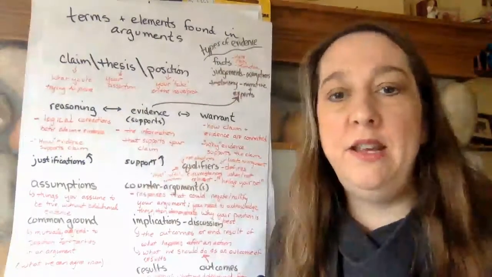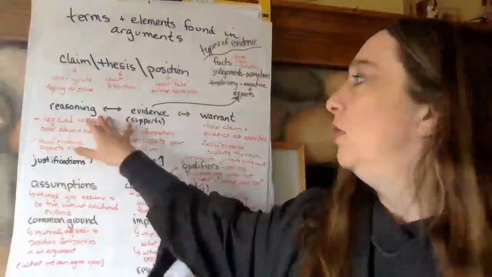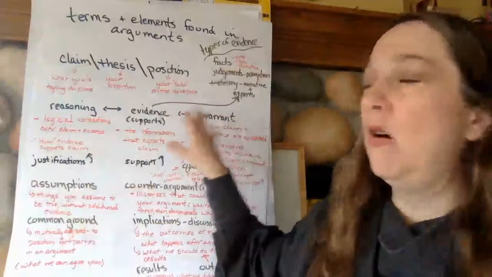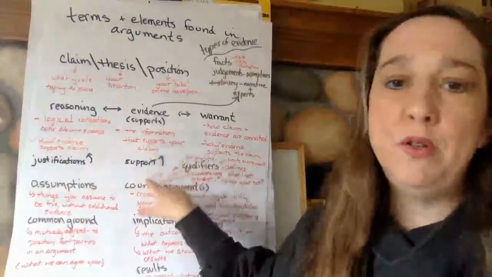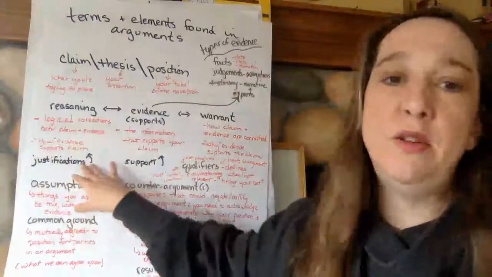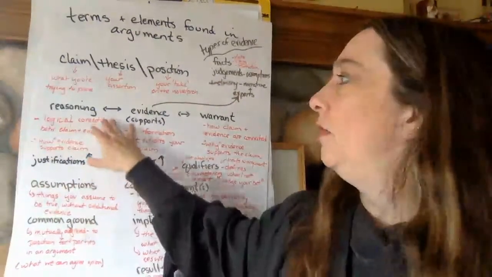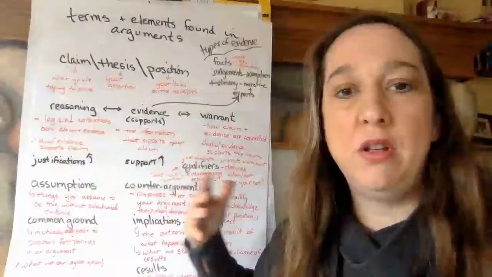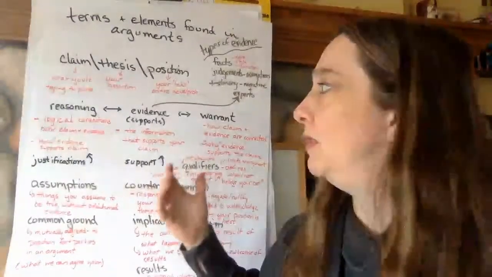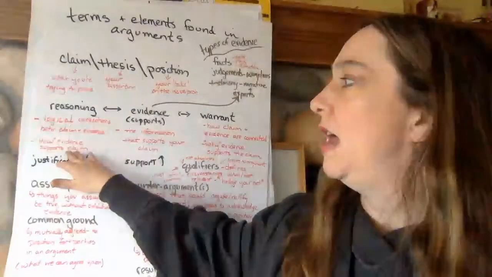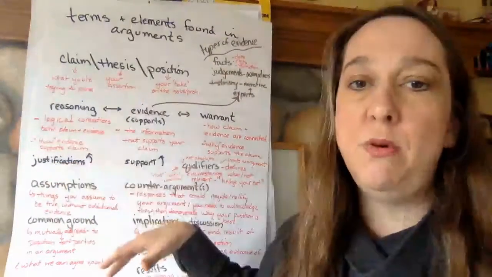Next, we have reasoning, evidence, and warrant. Reasoning, evidence, and warrant are all interrelated. You might also hear evidence referred to as supports or support for your argument. You might also hear justifications. Reasoning is that logical connection between your claim and your evidence. What's the relationship? What's the connection between these two things? And how does your evidence support your claim?